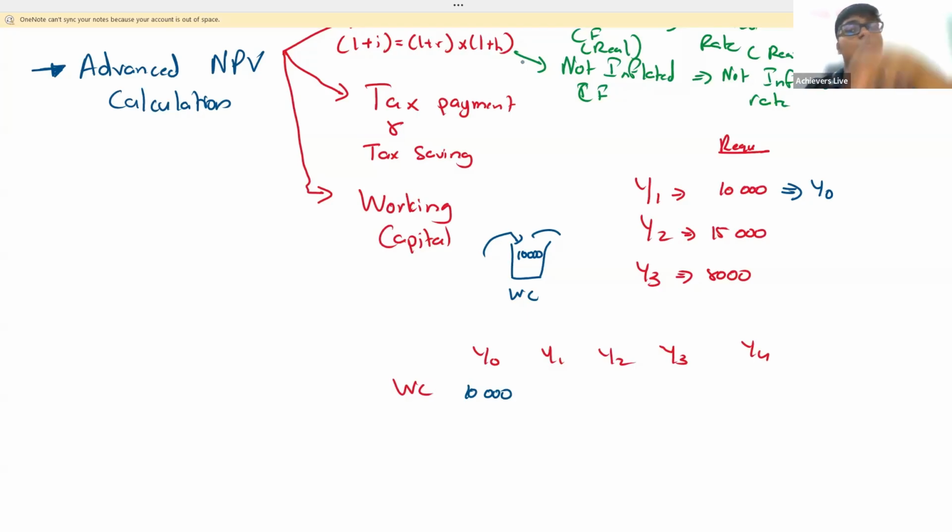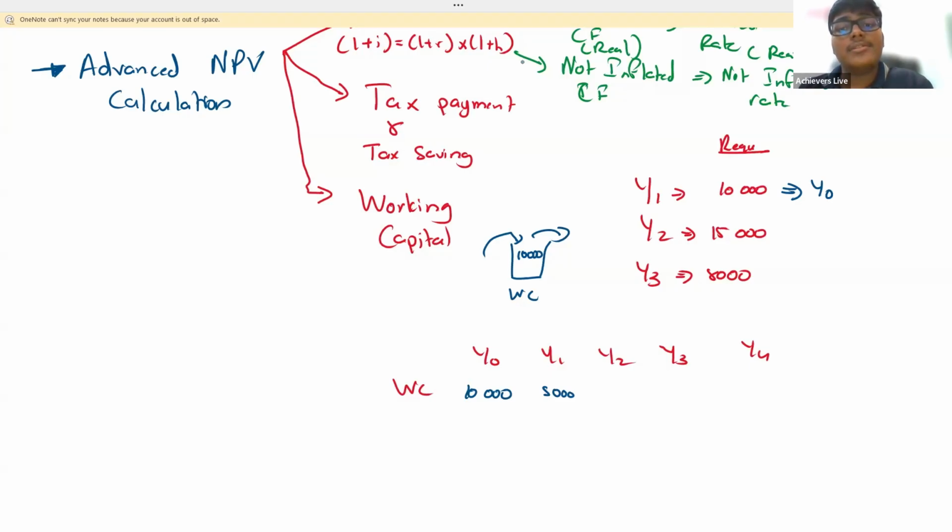End of year one, $10,000 in the cup. What is the requirement for year two? 15,000. How much extra do we have to add? $5,000. So only that extra amount we will invest for working capital purposes. We will put it out of our pocket. So how much is that? $5,000. Year three, what is the requirement? 8,000.